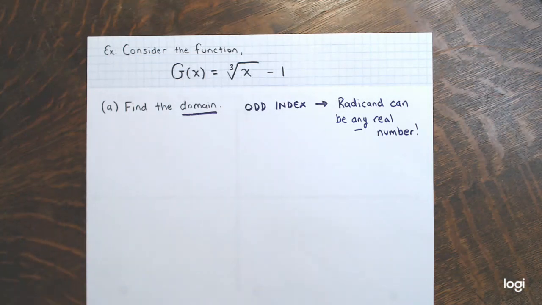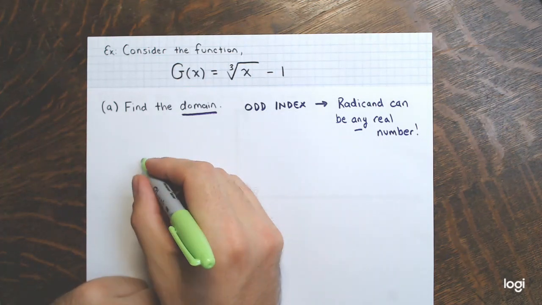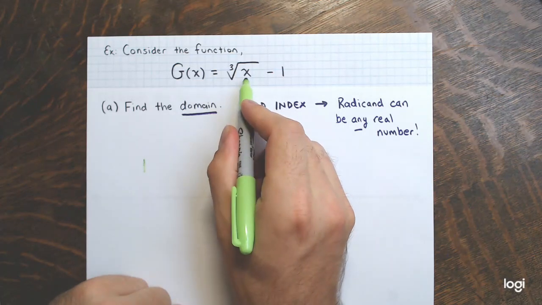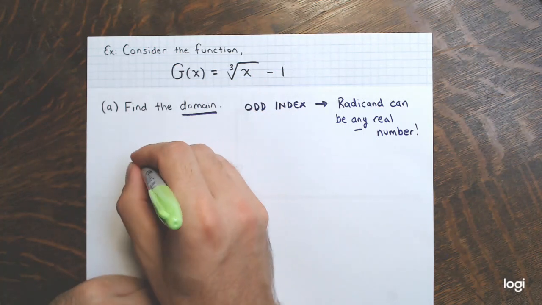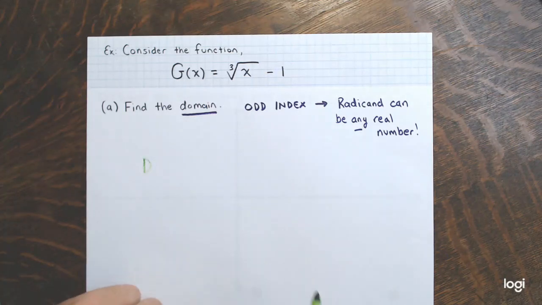So that makes stating the domain a pretty simple affair here. x can be any real number. Alright, sorry about that. That marker is getting faint. Throw it away.